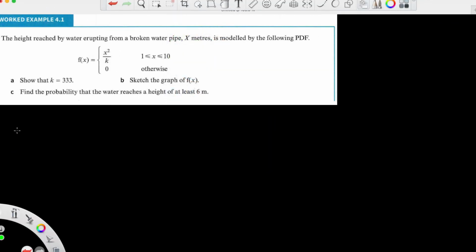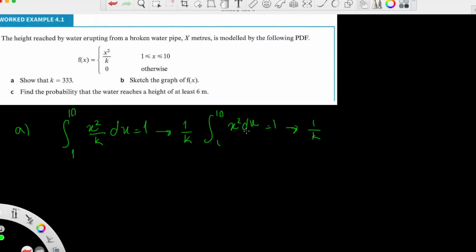To answer the first part, we know that as this function is a PDF, the integration over the lower and upper bounds of your interval, 1 and 10, of x squared over k dx should be 1. Now, I can factor out 1 over k, so 1 over k times the integration from 1 to 10 of x squared dx should be 1. The integration of x squared will be x cubed over 3 from 1 to 10.